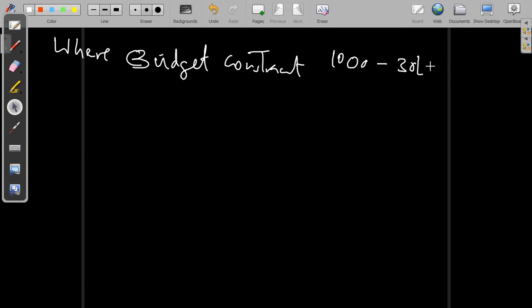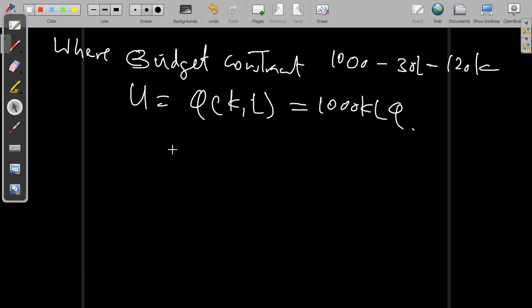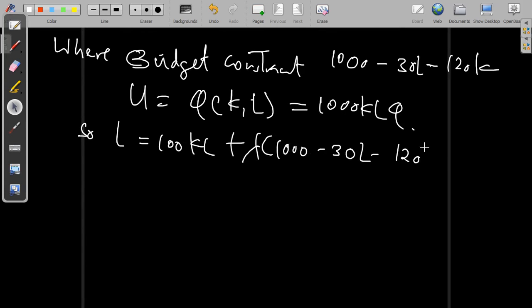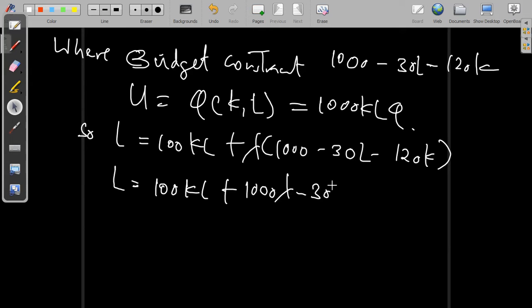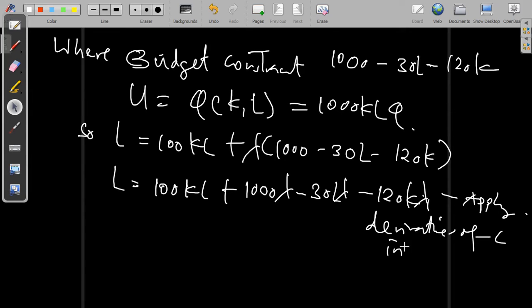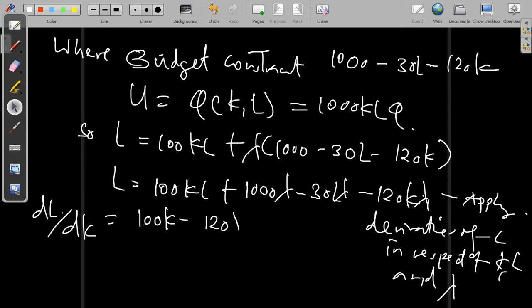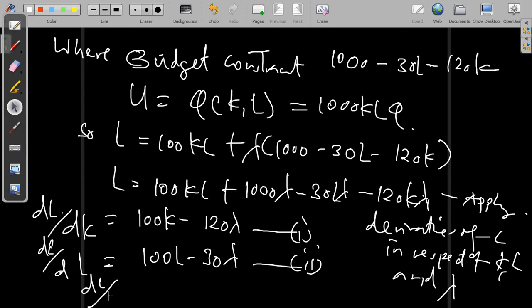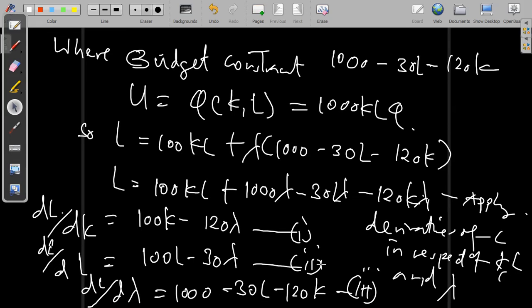The budget constraint is equal to 1,000 minus 30L minus 120K. Now suppose we have the utility function that is equal to 100KL. In the Lagrangian formula we plug in lambda times the budget line. So we take the budget line, we insert it into the equation, and we multiply by lambda. We derive dL with respect to dK, and also with respect to L, and then with respect to lambda. So you obtain equation 1 and equation 2 as you observe.